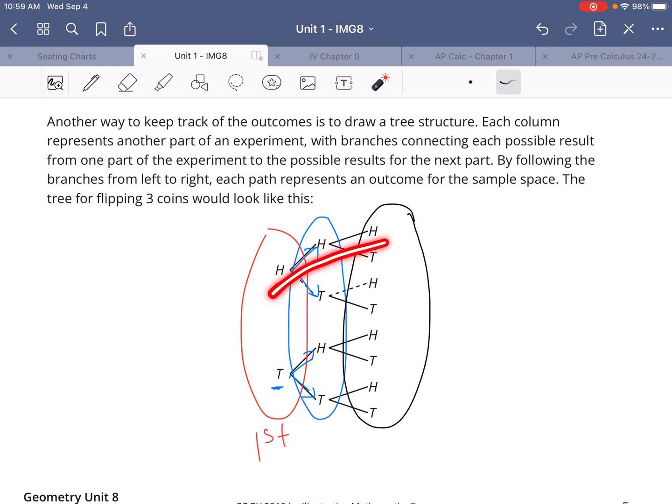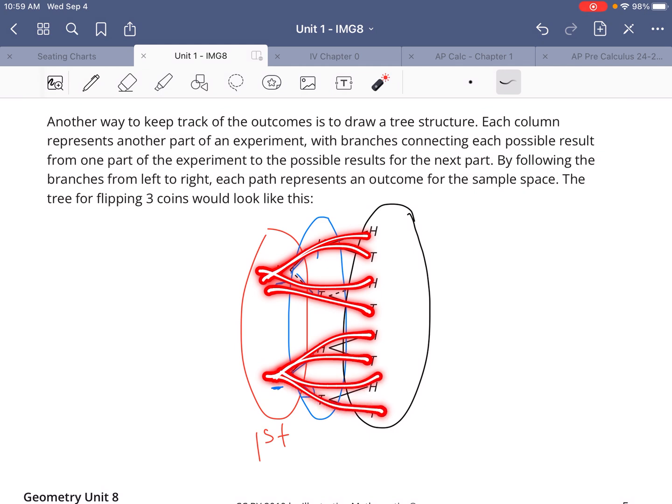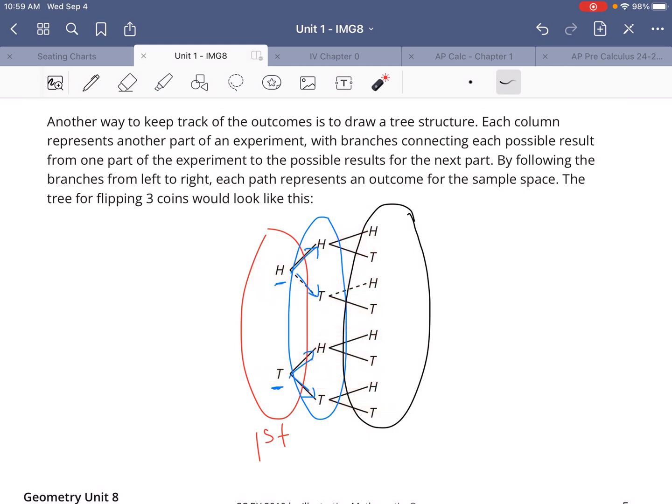If you look at this, we have heads, heads, heads as one option. We have heads, heads, tails as another option. We have heads, tails, heads; heads, tails, tails; tails, heads, heads; tails, heads, tails; tails, tails, heads; tails, tails, tails. So we have 1, 2, 3, 4, 5, 6, 7, 8 possible pathways across our little branching tree here, which means we have 8 different possibilities for our sample space.